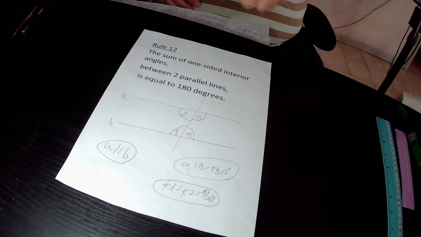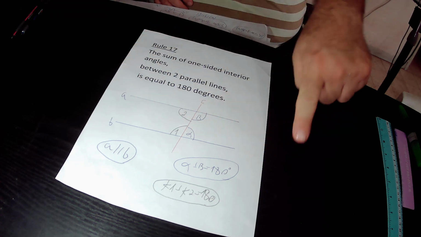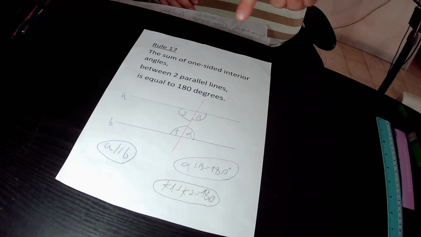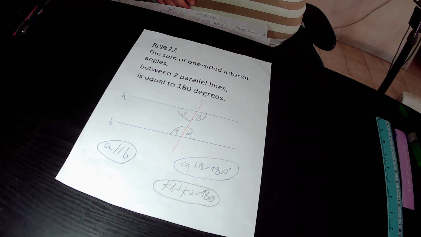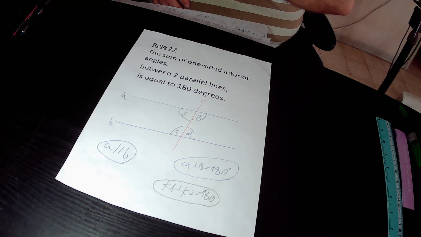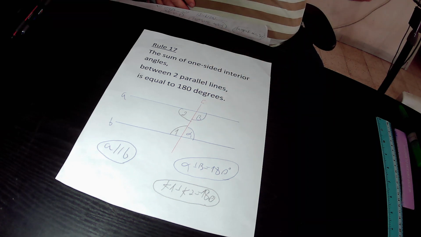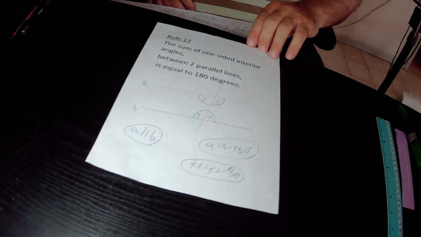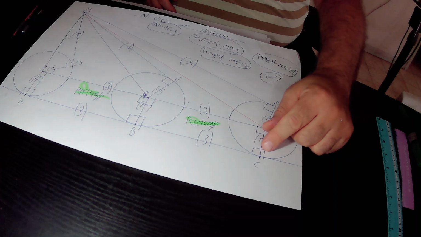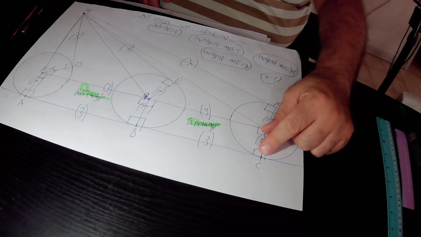In the drawing we have line A that is parallel to line B, and line C intersects those two lines A and B at those 2 points. We also have those two angles alpha and beta, which are defined as one-sided interior angles. According to rule 17, the sum of two one-sided interior angles is equal to 180 degrees. That is to say, alpha plus beta equals 180 degrees. So we can implement rule 17 in our drawing. Why? Because in our drawing we have those two angles that are defined as one-sided interior angles.